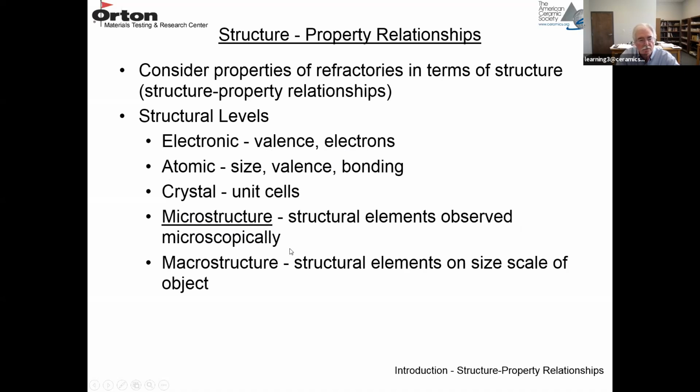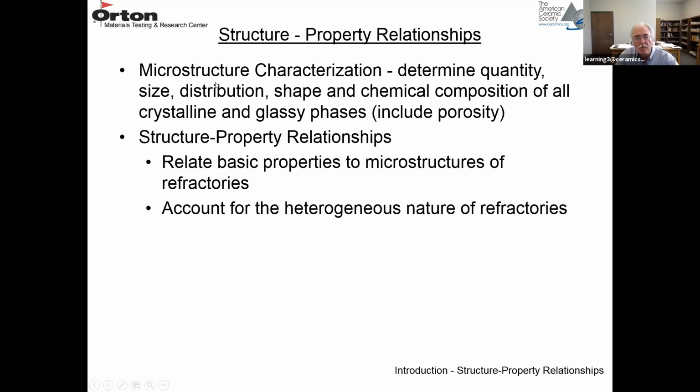These are structural elements you can observe under a microscope. The macrostructure are structural elements on the size scale of the object. So when you characterize the microstructure, you determine the quantity, size, distribution, shape, and chemical composition of all the crystalline and glassy phases. And you have to include porosity because that's a major part of a refractory material. So for structure-property relationships, we want to relate the basic properties to the microstructure of refractories. And we'll keep in mind that refractories are very heterogeneous materials. So we have to account for the heterogeneous nature of refractories.